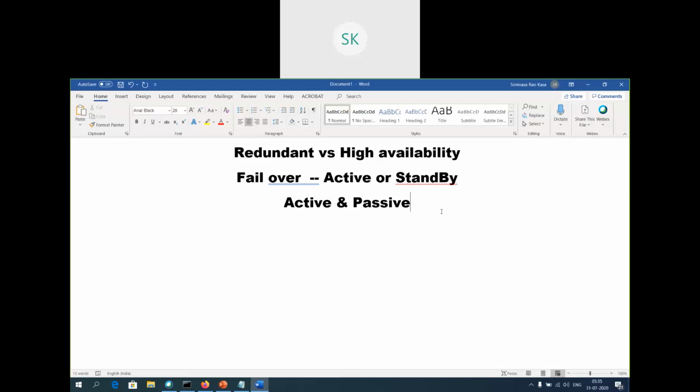Redundancy is related to physical devices, two physical devices. If one particular switch fails, whatever systems are connected to that particular switch are all going to be impacted.